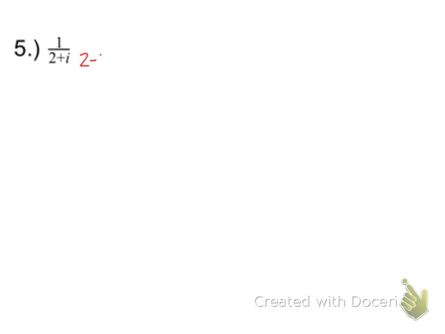2 minus I. 2 minus I. And again, they're binomials, so we multiply it that way. We have the FOIL. Now the top I don't have to FOIL. I just distribute. This is a 1 this time, so the answer on top is 2 minus I. Can't get much easier than that.